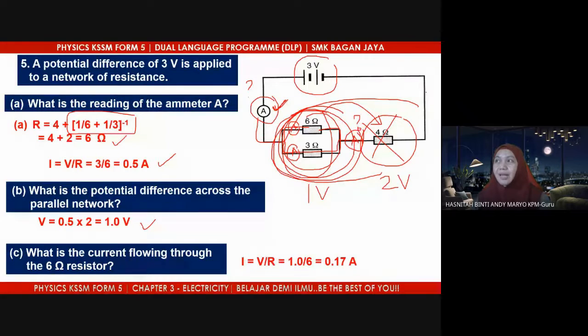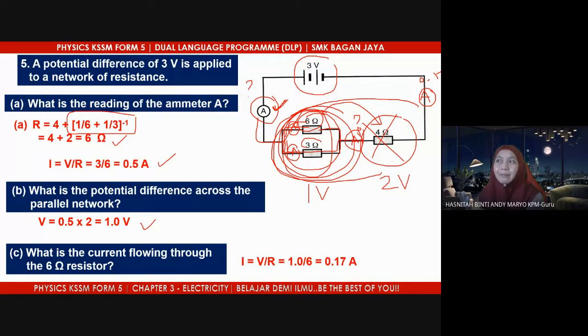Kalau cikgu letak lagi satu ammeter di sini, what will be this ammeter reading? Same, 0.5. Dia different di sini saja, on the branches, because this 0.5 will be divided into 2, depending on its resistor. Kalau resistance dia tinggi, means small current will flow through here. Ini resistance lower, means much current, much portion will flow through here.